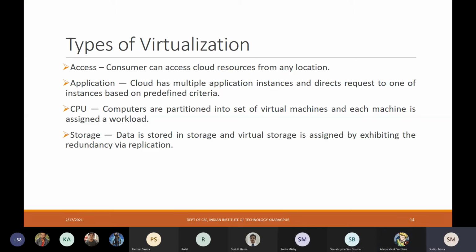So what about hard disk partitioning? How many of you have partitioned the hard disk of your computer?